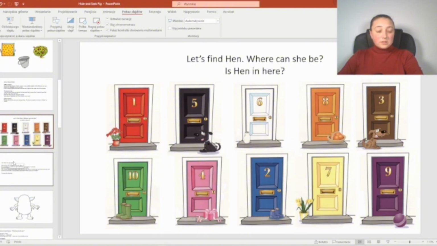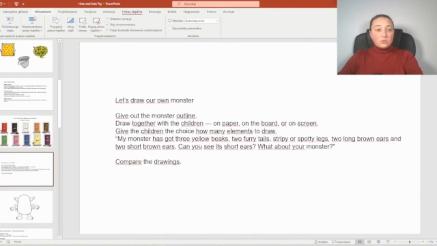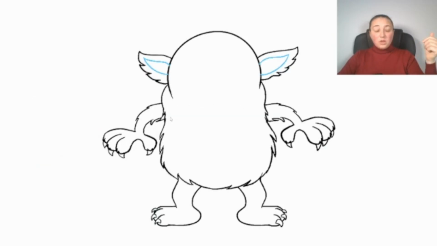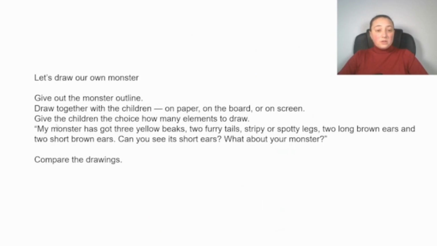Good. Okay. Next, then we want to recycle the body parts. Yeah, and we suggest to draw our monster. This monster is in our book, so if your students have this storybook with activities, then they can draw there. If they don't, you can use, of course, your screen and just ask your students what you should draw, and they give you variants. Like my monster has got 3 yellow beaks, 2 furry tails, stripy or spotty legs, 2 long brown ears, and 2 short brown ears.